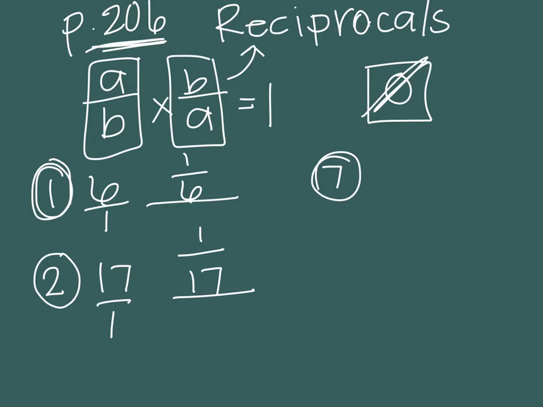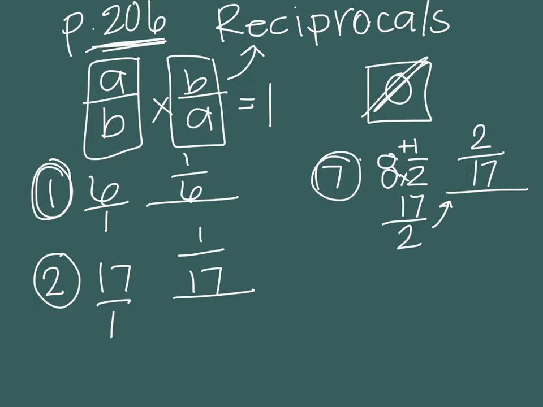So looking at number 7 on this page, we have 8½. I can't just flip my half and say, oh, I got it. I need to make sure that I'm doing a reciprocal of this entire number. So I'm going to go ahead and make 8½ into an improper fraction. So I'm going to take 2 times 8, which is 16, plus 1 is 17, so 17 over 2. And then to make my reciprocal, I need to flip it. So my reciprocal would be 2/17. That's number 7 on their page.